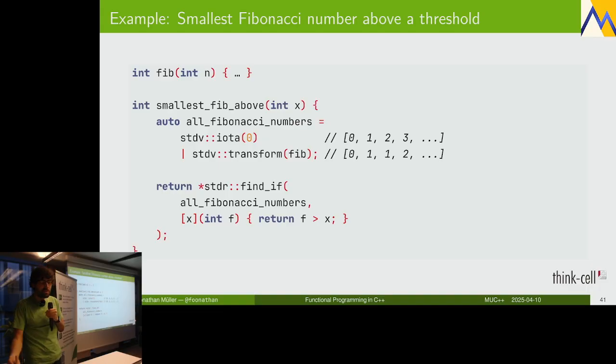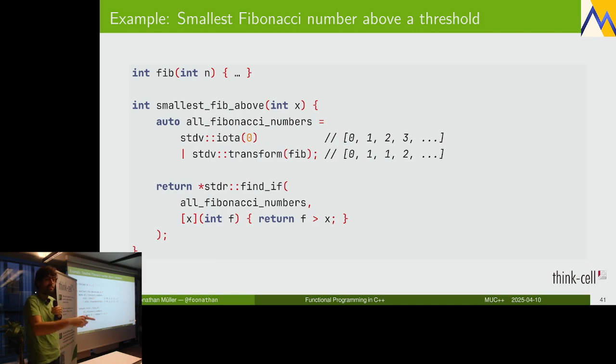And then we pipe that into transform, and this calls the fib function on each element. And now we've got a list of all Fibonacci numbers. And this is really where the laziness is nice, because this first line doesn't do anything. Right? It simply describes what happens if you start iterating over it. So it describes a range that contains all the Fibonacci numbers, but it will not compute anything. Only when the findif code starts iterating over the Fibonacci numbers are they computed one at a time.